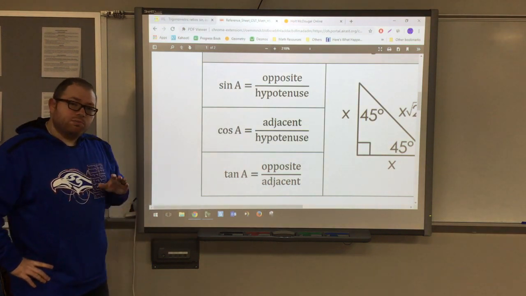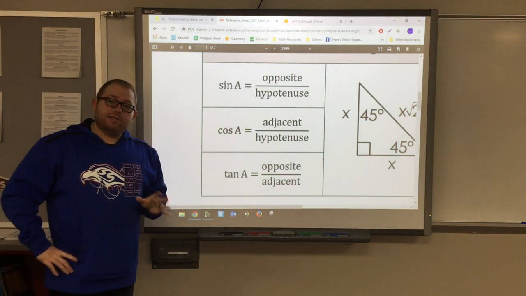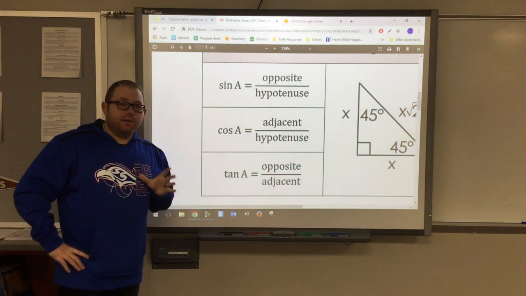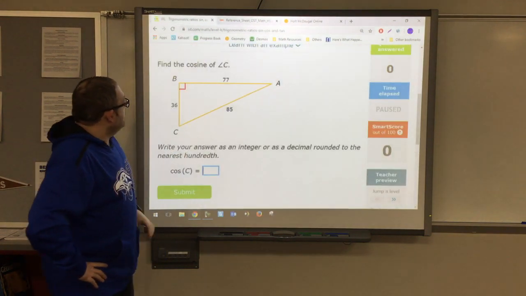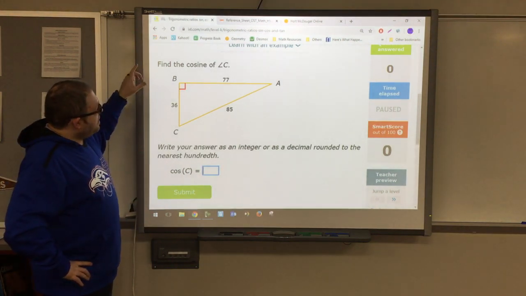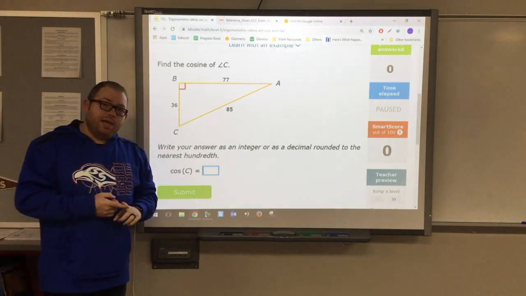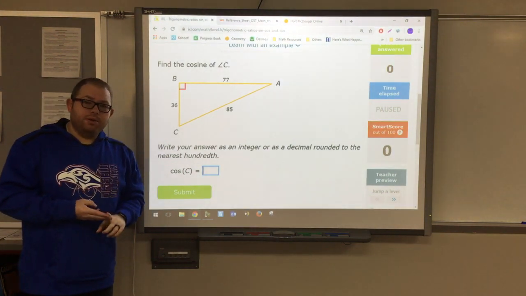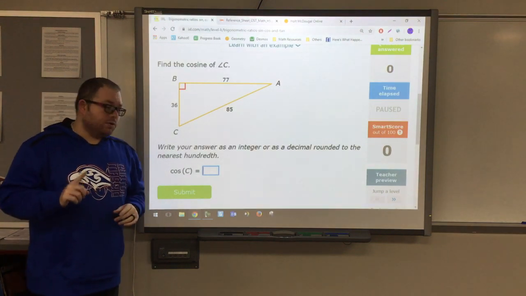Now we're going to start off with some really basic questions. I'm actually going to show you questions in IXL so you can see exactly the types of questions that you're going to work on. If I look at this first question, I can see that they want me to find the cosine of angle C. Now that opposite side, adjacent side, and hypotenuse, you have to make sure that you can identify which side is which first.